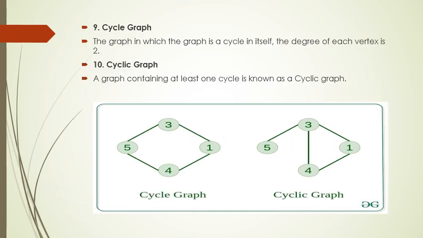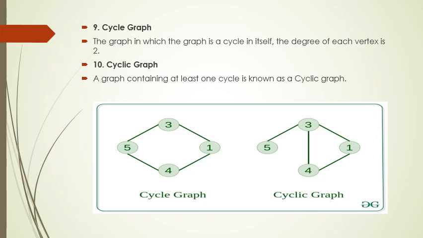Cycle graph: a graph that is a cycle in itself. The degree of each vertex is 2. Here we can see the diagram of a cycle graph. Each vertex has two edges, with degree 2.